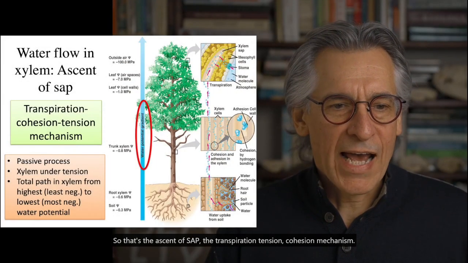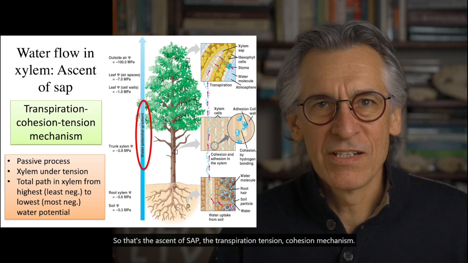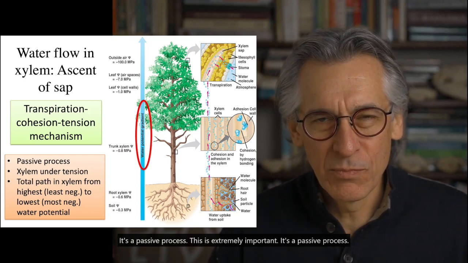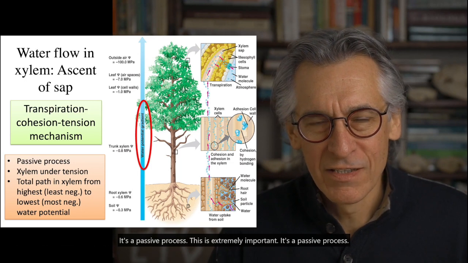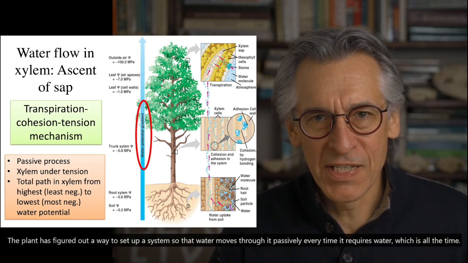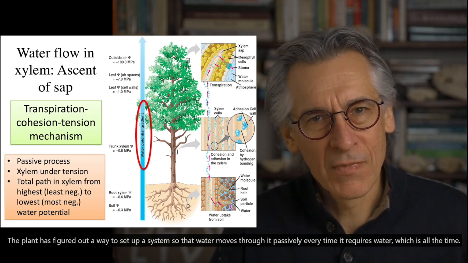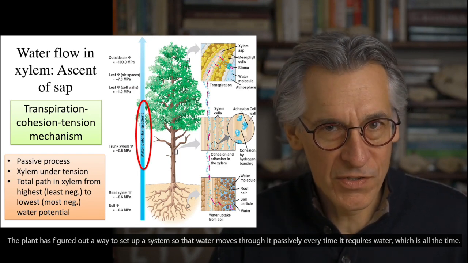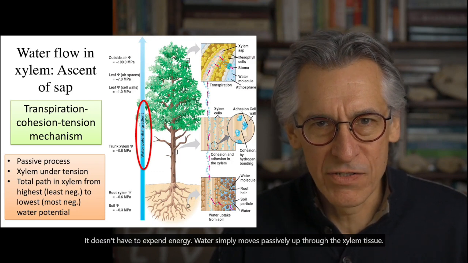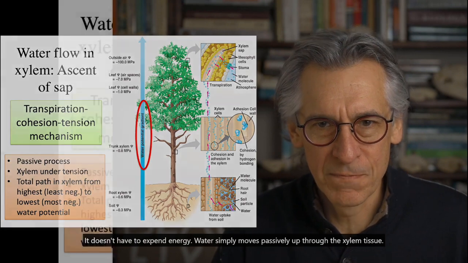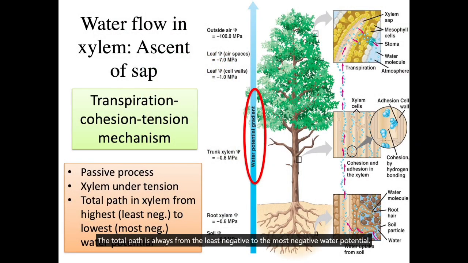So that's the ascent of sap, the transpiration tension cohesion mechanism. It's a passive process. This is extremely important. The plant has figured out a way to set up a system so that water moves through it passively. Every time it requires water, which is all the time, it doesn't have to expend energy. Water simply moves passively up through the xylem tissue. The total path is always from the least negative to the most negative water potential. And you can see some examples here in this diagram.